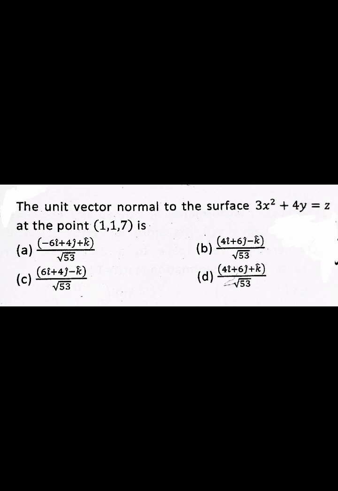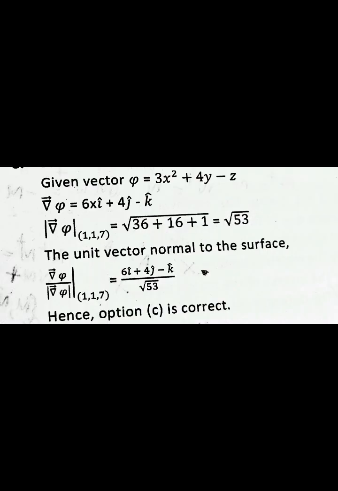Next question is, the unit vector normal to the surface 3x square plus 4y is equal to z at the point 1, 1, 7. So the function given is phi is equal to 3x square plus 4y minus z. Then del phi is equal to 6xi cap plus 4j cap minus k cap. Then mod of del phi at (1,1,7) is equal to square root over 36 plus 16 plus 1, and this is equal to root 53. So the unit vector normal to the surface is del phi by mod of del phi at (1,1,7), that is equal to (6i cap plus 4j cap minus k cap) divided by square root over 53.